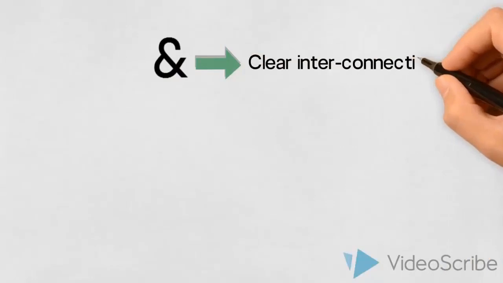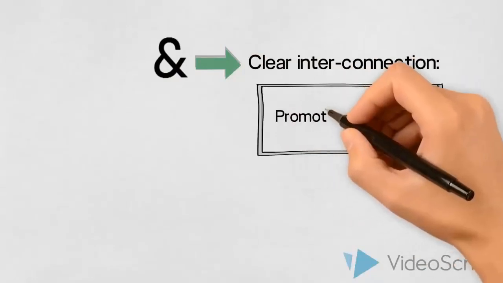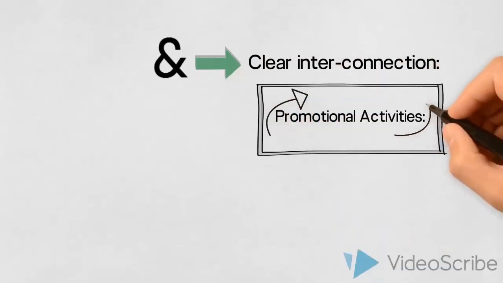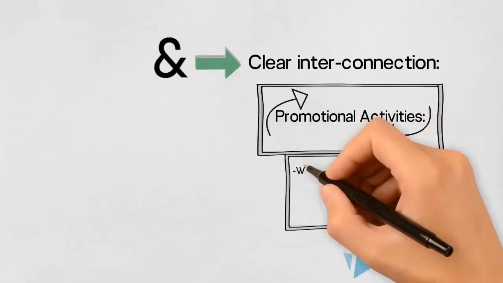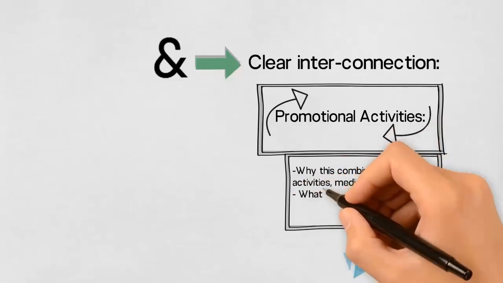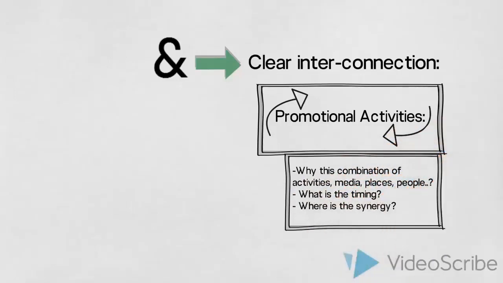Another and perhaps the most central aspect of the integrated approach is whether the different promotional activities are interconnected. Do they support each other? Maybe the different activities are aimed at different parts of the target group. Has timing been considered? Or maybe they engage with the target group in different ways, in different situations, at different times, or in different places. Is there perhaps a combination of online and offline activities? Does the combination of activities create synergy?